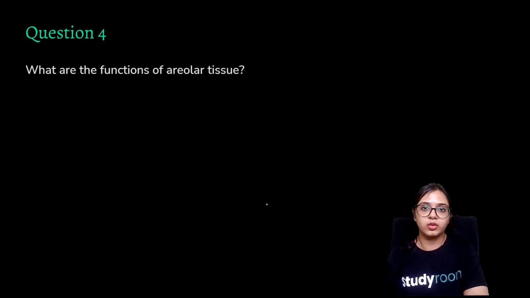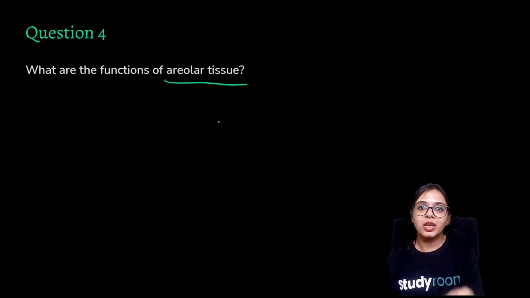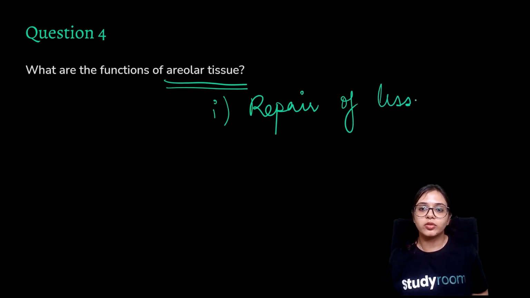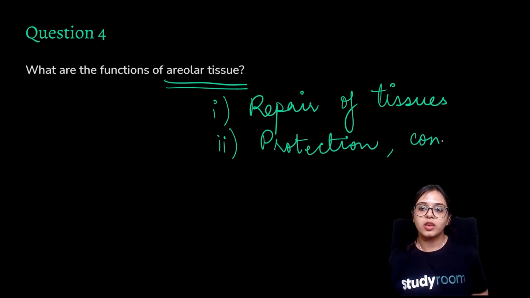What are the functions of areolar tissue? Areolar tissue, if you remember, forms the connecting juncture between, say, blood vessels, nerves, or also between organs. Because they are the connecting juncture, they help in the repair of these tissues. They also provide protection, and they also provide connection. There is protection and also there is connection.